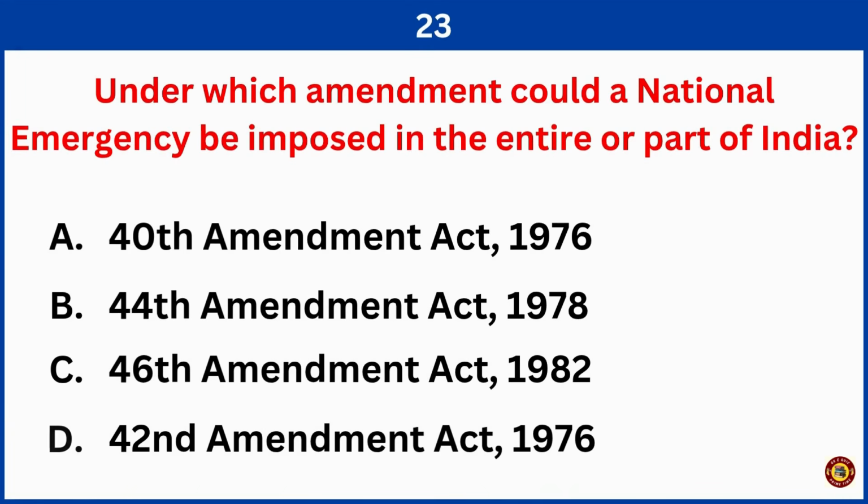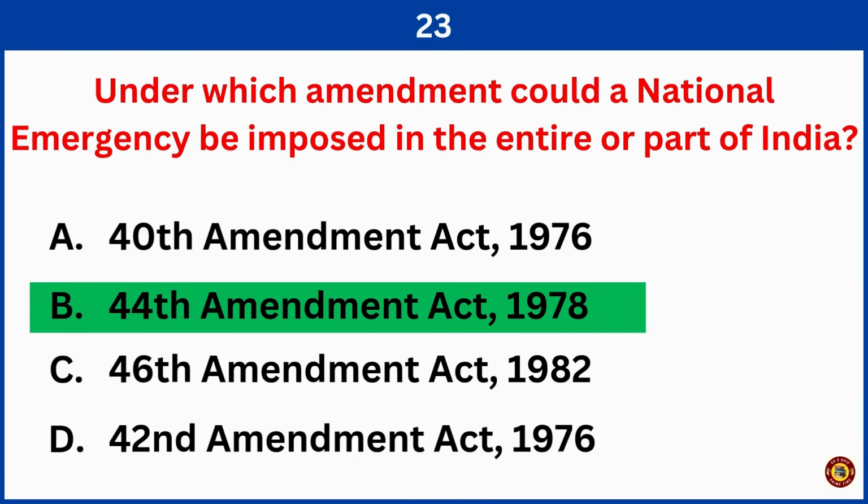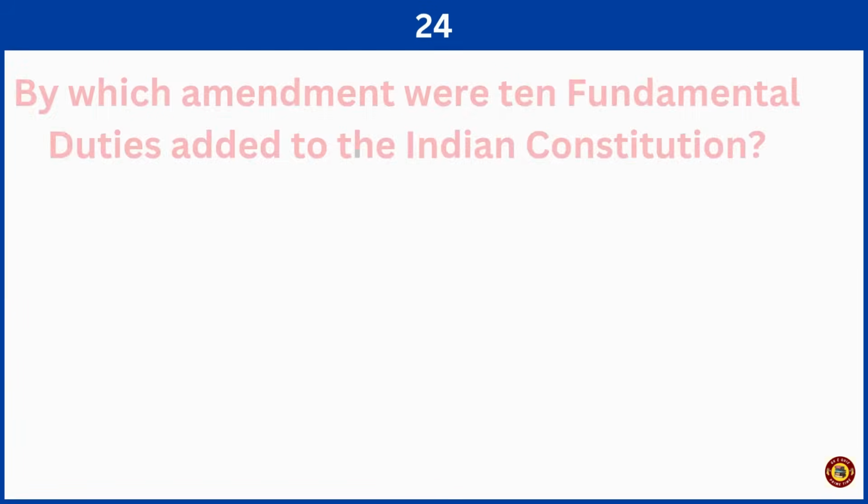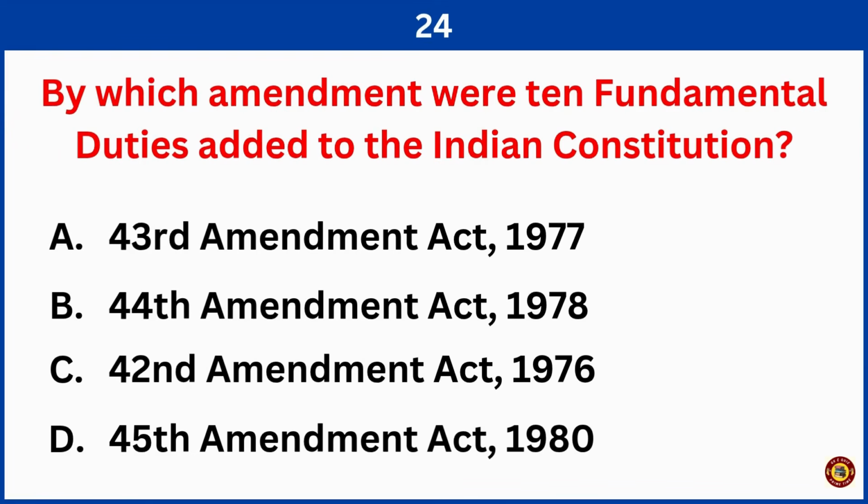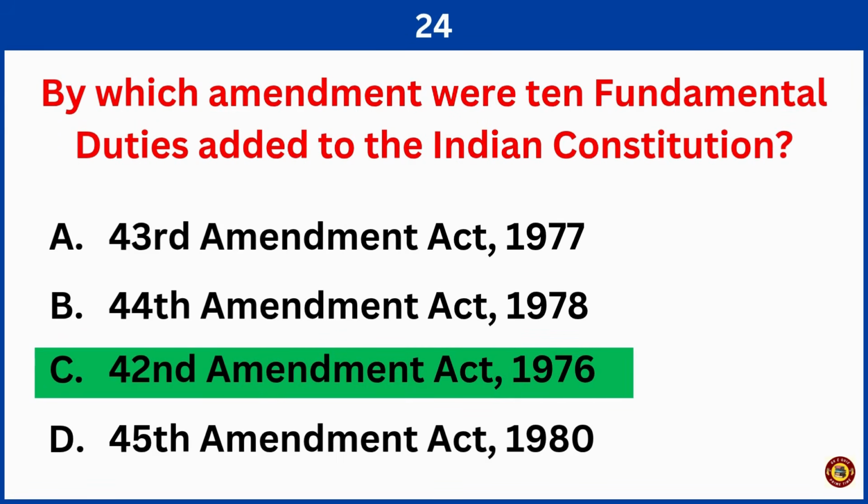Under which amendment could a national emergency be imposed in the entire or part of India? Right answer is option B, 44th Amendment Act 1978. By which amendment were 10 fundamental duties added to the Indian Constitution? Correct answer is option C, 42nd Amendment Act 1976.